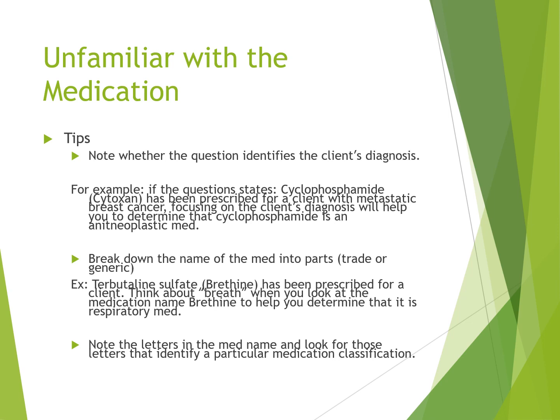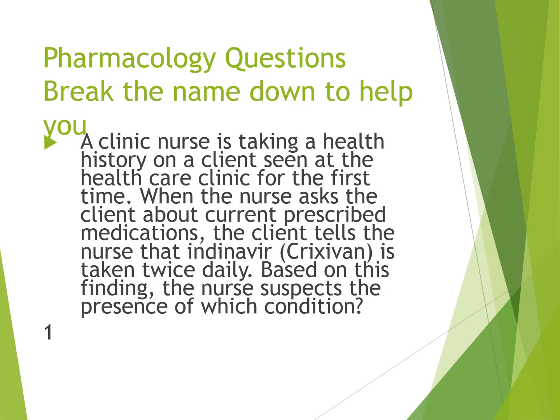right? So remember, boards are usually going to show you the generic name. So for example, terbutaline sulfate, which is Brethine, right, has been prescribed for a client. So think about breath, right? When you look at the medication named Brethine, it helps you determine that it is a respiratory medication. Again, note the letters in the medication and look for these letters that identify a particular medication class. Pharmacology questions break the name down to help you.